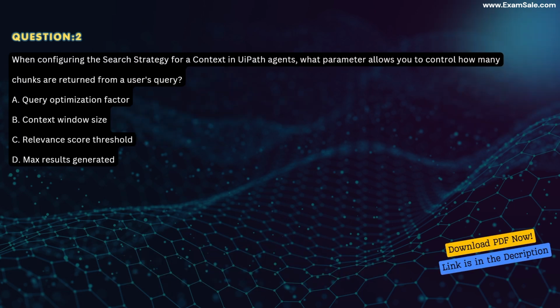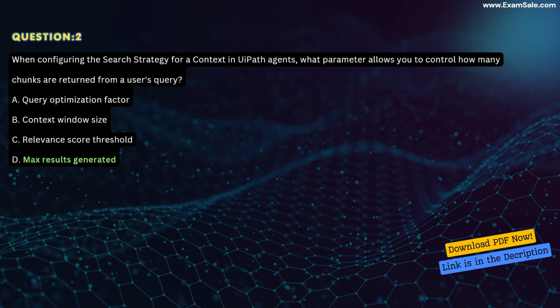Question 2. When configuring the search strategy for a context in UiPath agents, what parameter allows you to control how many chunks are returned from a user's query? A. Query optimization factor. B. Context window size. C. Relevance score threshold. D. Max results generated.